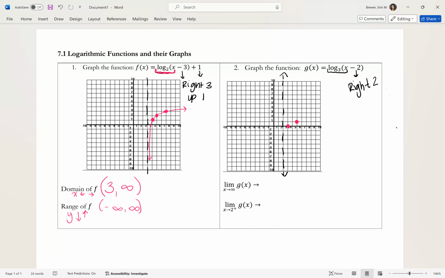Let's see if I have enough room to do that. 1, 2, 3, 4, 5, 6, 7, 8. It would be over here at the 9th space. We ran out of room. If you wanted to put it there, you could. If not, no big deal. But again, you're going to make it look like it's approaching the asymptote, and then it's going to go out forever.